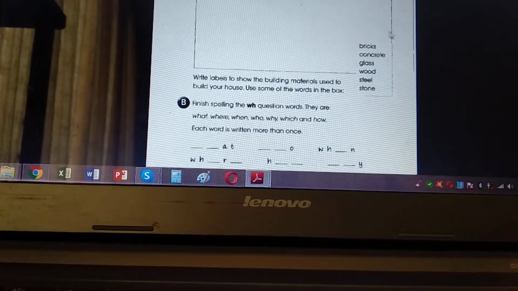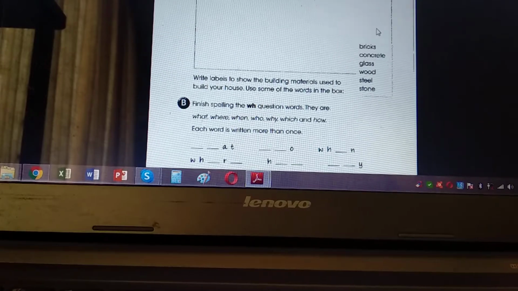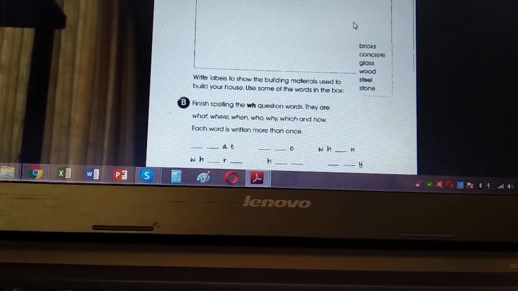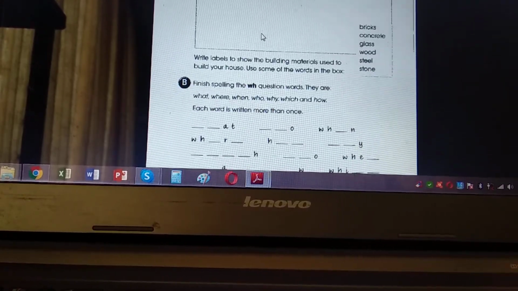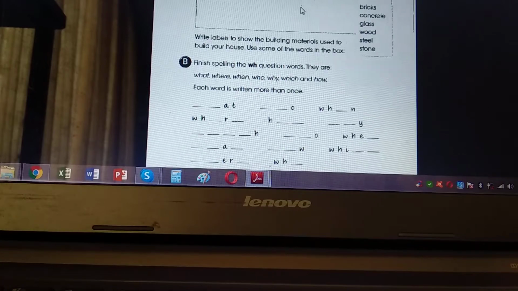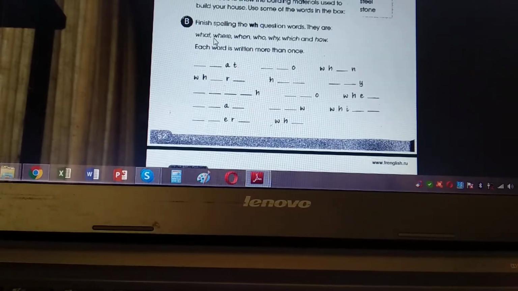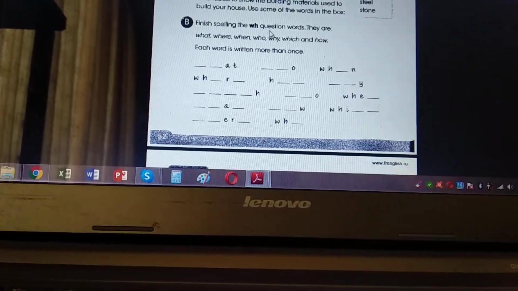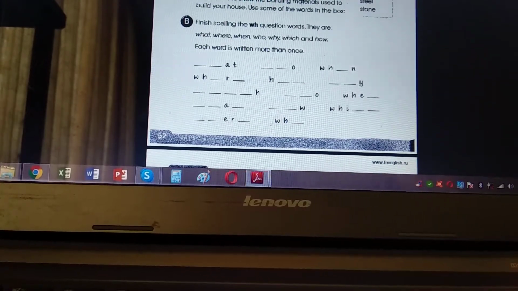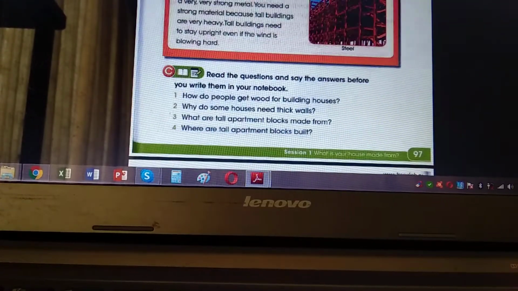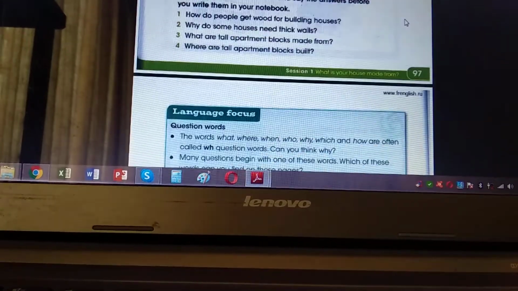Okay, whatever it is, your house, you can choose the materials here. You can try to ask your parents, what is your house made from? Okay, so these are optional. Choose any. Okay, so that's one activity. Now, and activity B as well. Finish spelling the WH question. Okay, alright. Okay, let's get back to our learner's book.